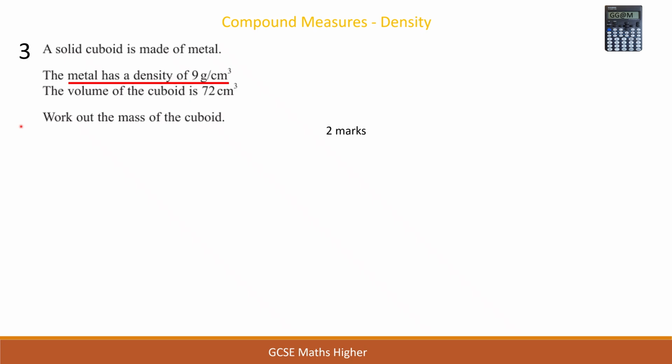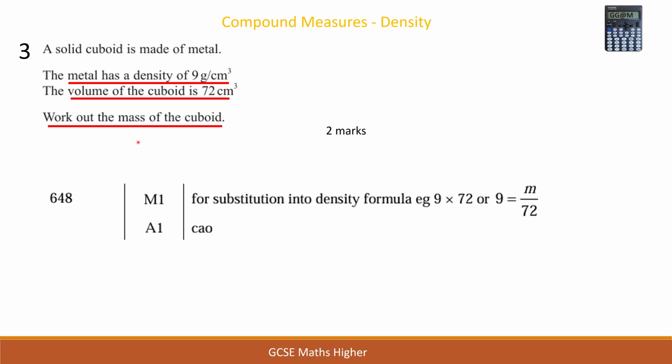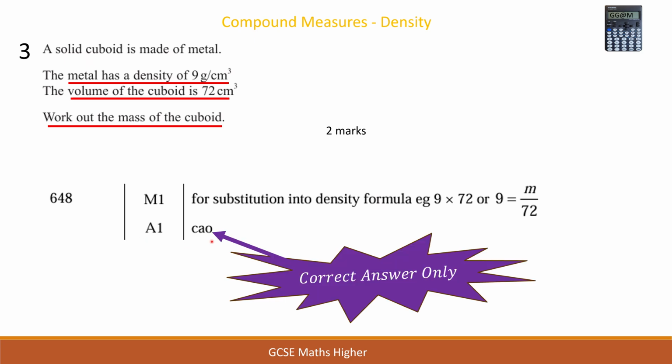Fantastic. So we've got metal density of 9 grams per centimetre cubed and the volume is 72 centimetres cubed. If you look at the units, this will help you be able to work out what the formula is to work out the mass, which is what you've been asked to calculate. So you should have got an answer of 648. There's one method mark and one answer mark. Again, this CAO means correct answer only.